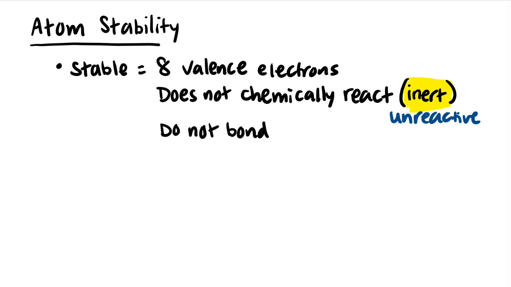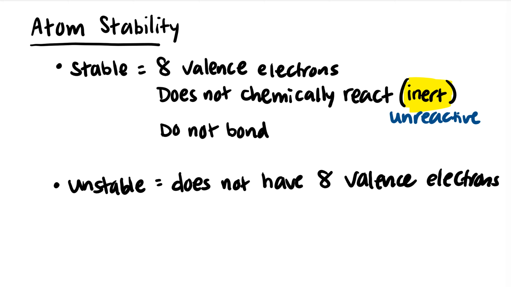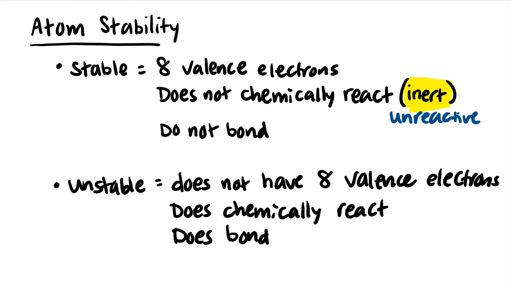On the flip side, you're going to have unstable atoms. How do you know if it's unstable? The outer shell is not full. It does not have 8 valence electrons. So because of this unstable nature, it's going to react chemically. And therefore, it is going to be found in molecules and compounds, because it's going to bond to other atoms.